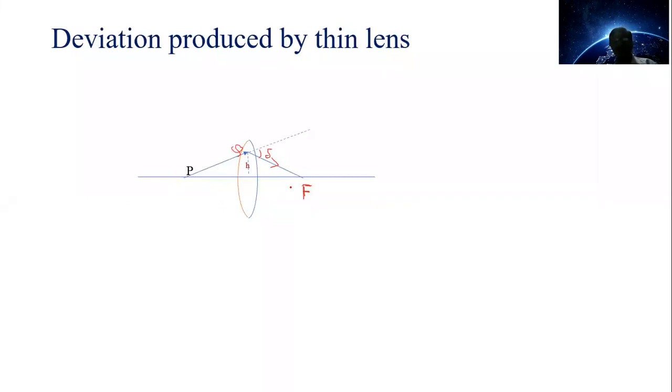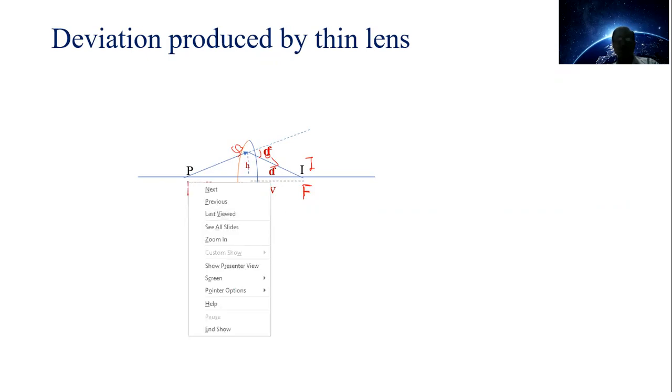Now again here we can see that this is the optical center of the lens, and therefore this angle is delta. Now we can see this angle is also delta from this geometry. Now the image is formed here. Here is the object. This one is object distance u, and here the image is on the axis of the lens at a distance v.